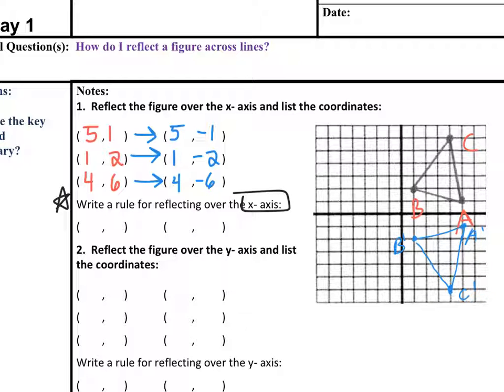So our rule, and this is important, so I would like you to star it. Our rule for reflecting over the x-axis is that the original point, (x, y), and put your little arrow, goes to (x, negative y). The x stays the same because it's flipping over the x-axis, but the y is negated. So in words, you negate the y: if it's positive, it turns negative. If it's negative, it turns positive.